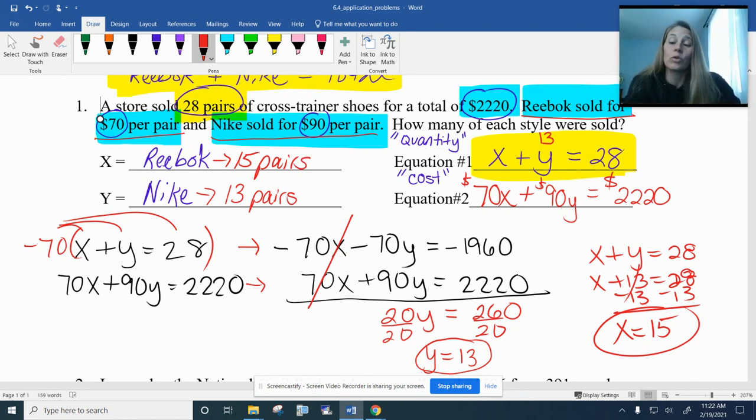15 pairs of Reeboks. And that's it. So just make sure, because it is an application-based or real-life type problem, that your answer, while you could write the answer as 15, 13, that wouldn't have very much meaning unless you gave those numbers labels. So in this case, you would want to say 15 pairs of Reebok shoes were sold and 13 pairs of the Nike shoes were sold.